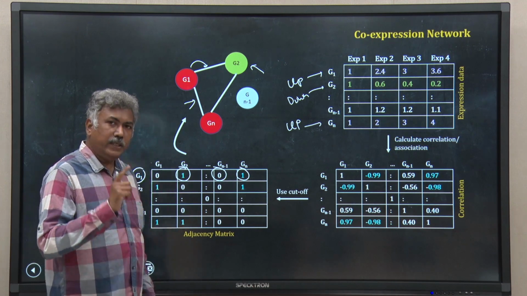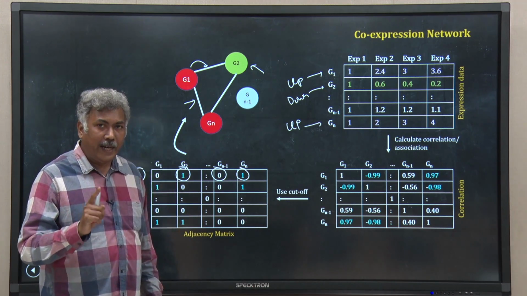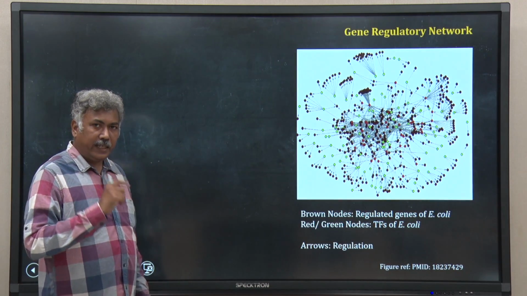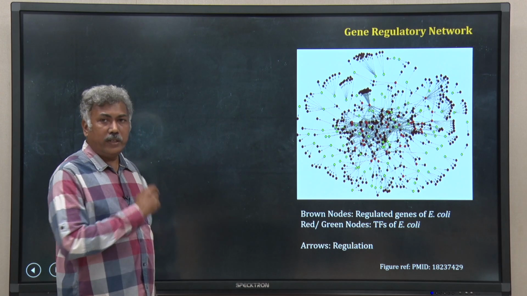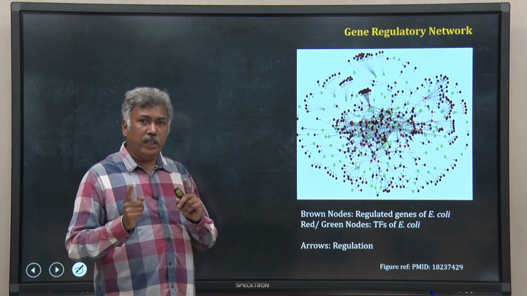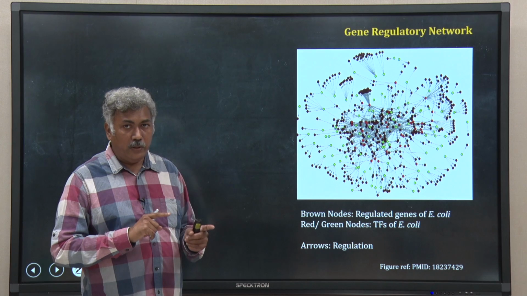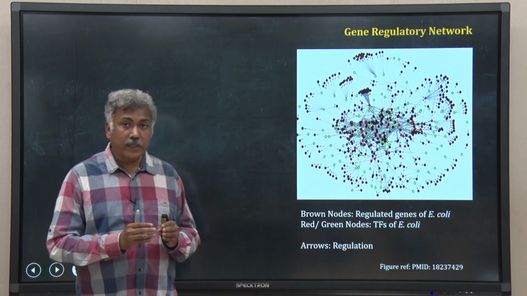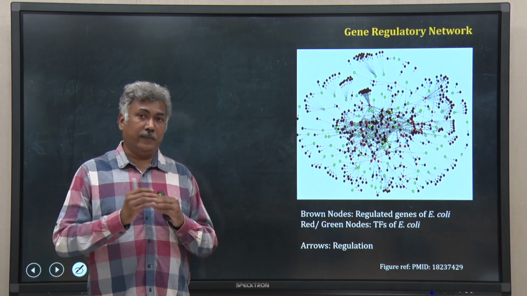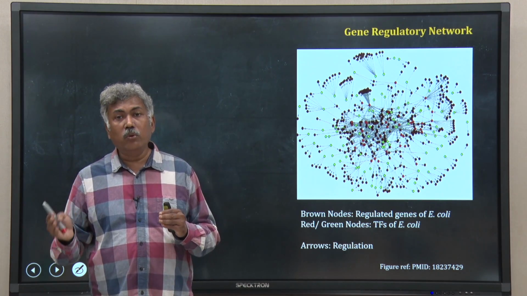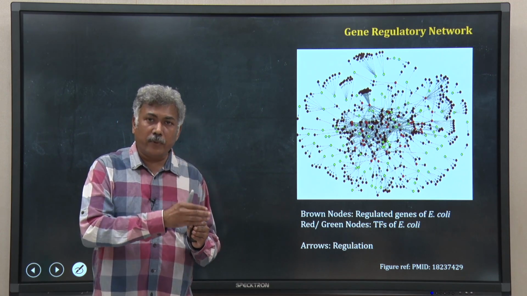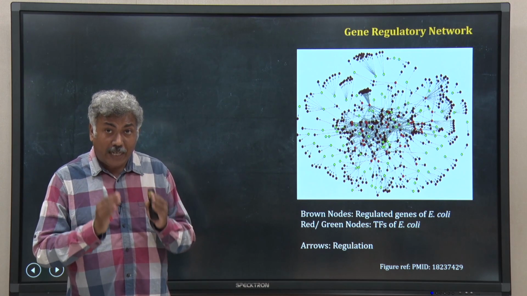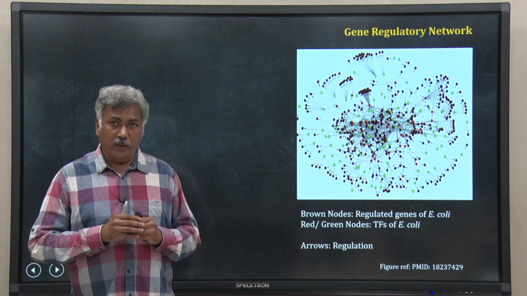Now, remember, a gene co-expression network is an undirected graph. There is another type of genetic network which is a directed graph, and that is called gene regulatory network. You should not confuse between this gene co-expression network and gene regulatory network. Gene regulatory network is a directed graph which represents the information of regulation. By that I mean who regulates whom, who activates the production of which gene, controls the expression of which gene. That information is stored in gene regulatory network.